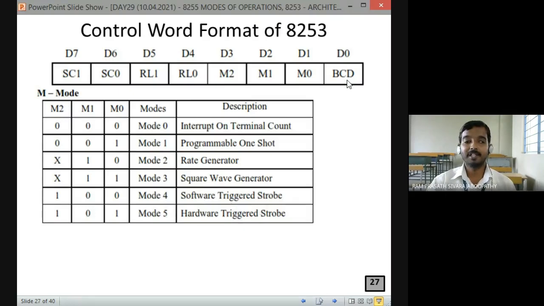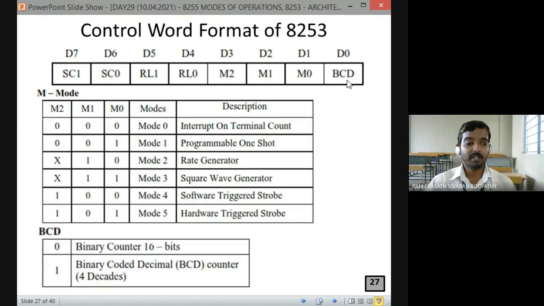Fine. The last bit is BCD. If the bit is 1, what is the meaning? Count in decimal. Correct? If it is 0, count in binary.